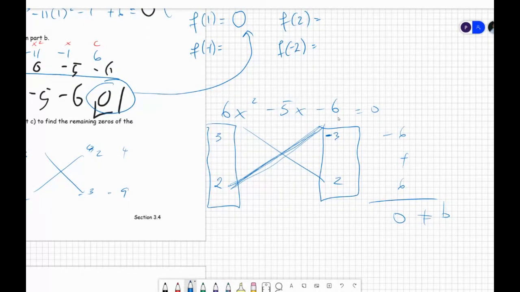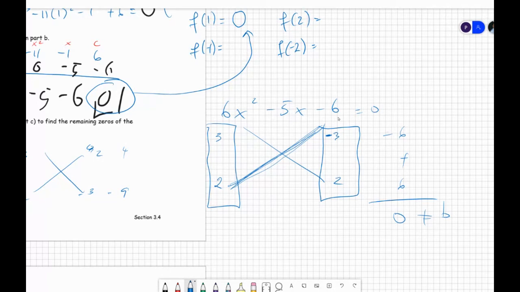So I have to go back and switch these around until I can come up with the right combination that will give me b. So I'm going to go back and switch these two. So here I have 2 times 2 is 4. 3 times negative 3 is negative 9. And I add them together, I have negative 5, which is B. So now this is the correct choice.